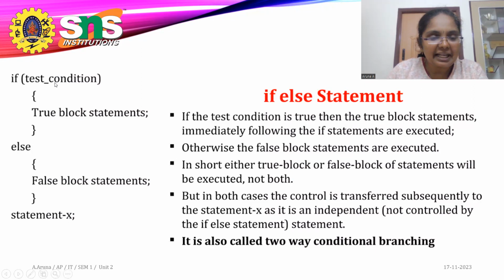It tests the condition. If this particular condition is true, it will execute the true block. Otherwise, it will move to the else part. If it is false, it will execute the false statement. After executing either one, based on the condition, statement X can be executed. If the condition is true, the true statement is executed, and after that statement X is executed. If the condition is false, it will automatically move to the else part, and after executing the else part, statement X can be executed.